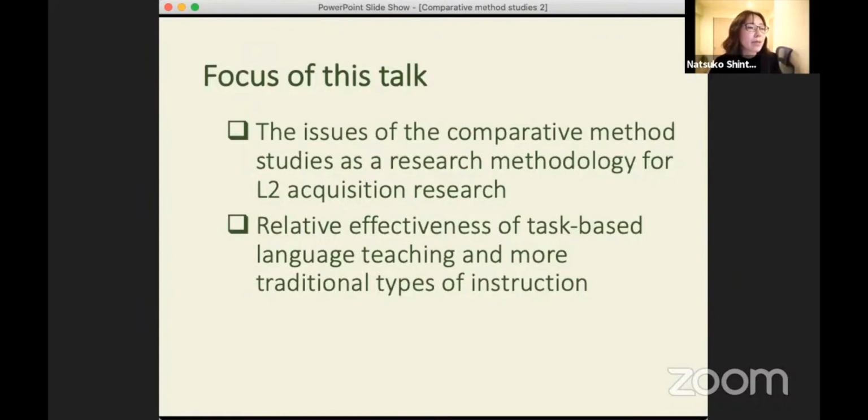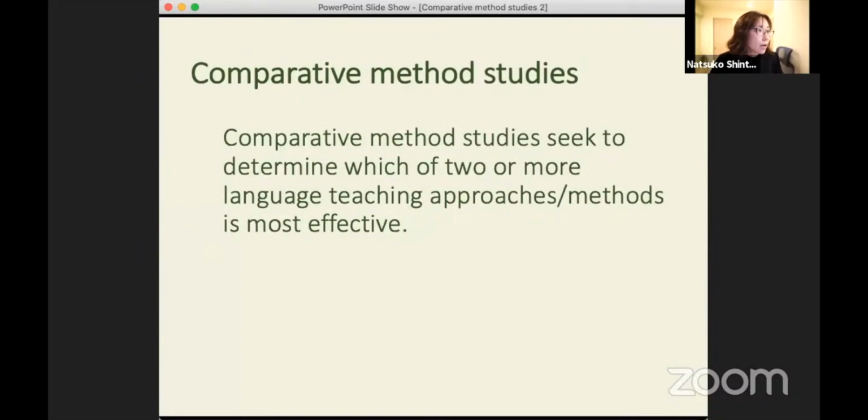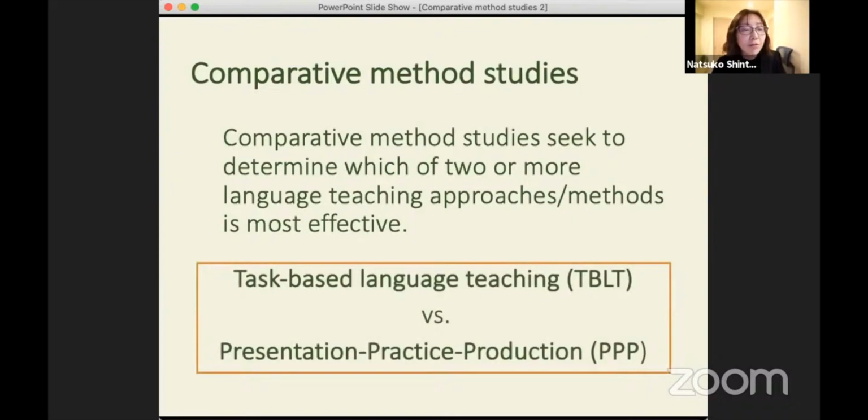Comparative method studies seek to determine which of two or more language teaching approaches or methods is more effective. In this particular talk, I will focus on studies comparing task-based language teaching and a more traditional approach, that is presentation, practice, and production, so-called PPP. So TBLT versus PPP is the topic. Why do we need to compare TBLT and PPP?